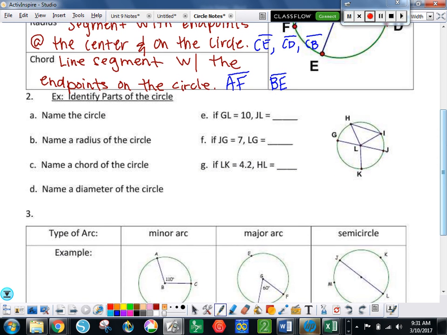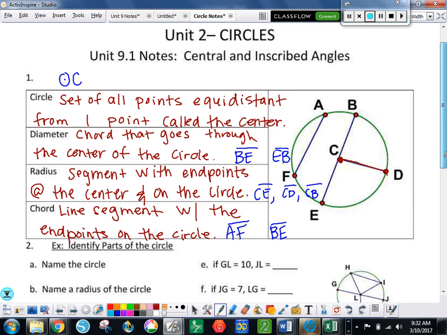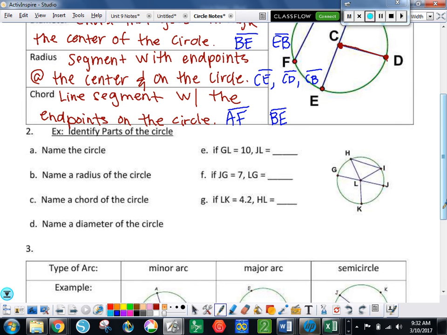All right, let's look at example 1. So the first thing I want to do is name this circle. I didn't tell you how. Let's go back up here really quick. If I wanted to name this circle, you name it with a circle with a dot in the middle, and then name it by its center. So this would be circle C. Okay, if I want to name this circle, it would be called circle L. Name a radius on the circle.